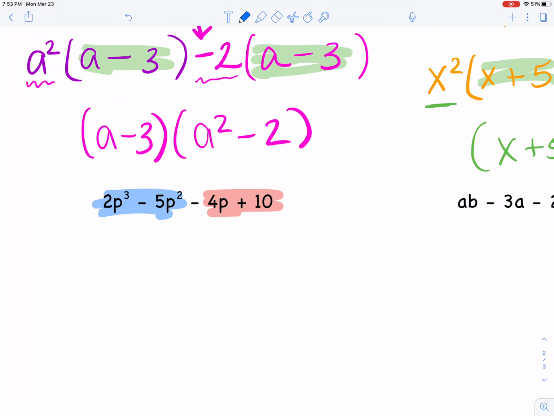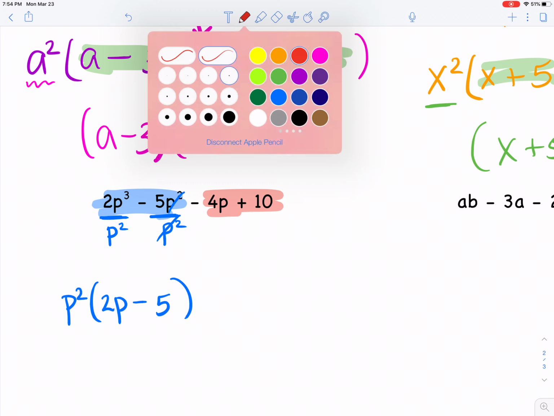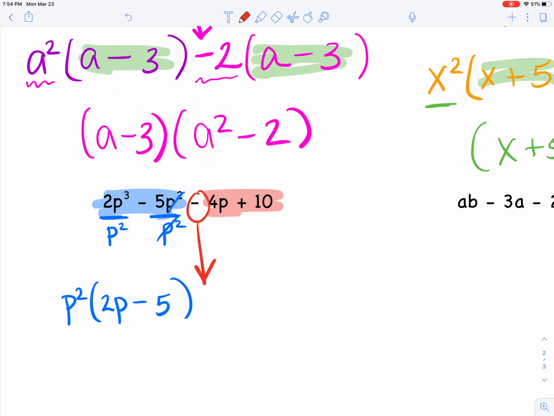So when I factor this first group, the 2 and 5 have nothing other than 1, so there's going to be no numerical GCF. They both have a base of p, but the lower exponent's squared. So p squared is going to be what I factor out, and then I get 2p minus p squared's factor it out, 5. What do I bring down between the two groups? The minus sign, so I'm factoring a negative out of this next group.